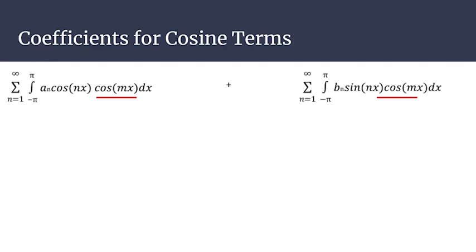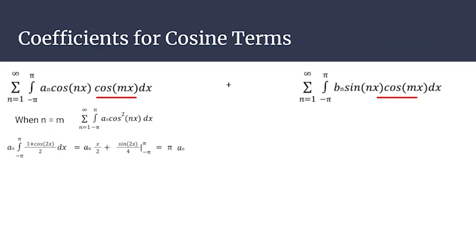So let's just say that n equals m. So we can rewrite the integral like this, and then we can use a trig identity in order to simplify everything and get pi times a sub n. In order to isolate a sub n, divide both sides by pi in order to get the coefficient like this.